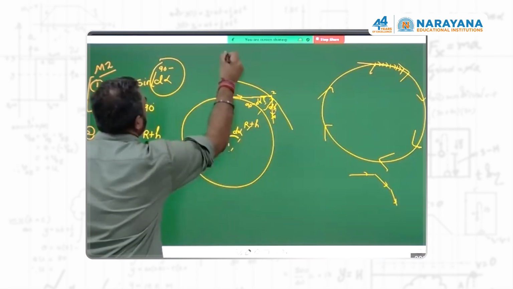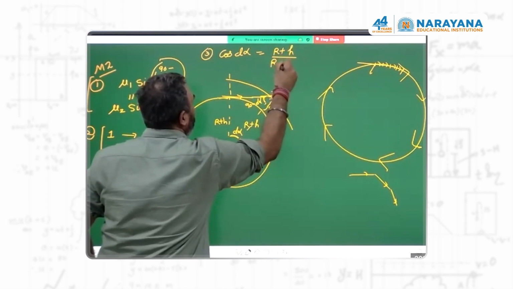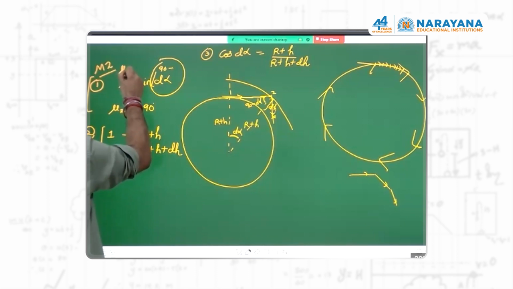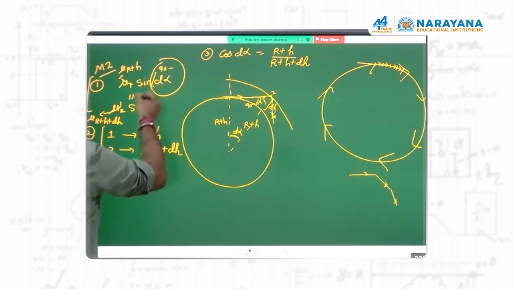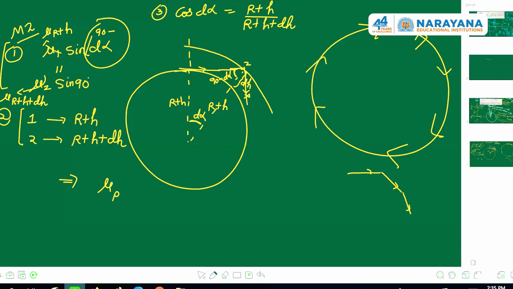And that cos d alpha, it is clear to you, is r plus h. So that third equation I'm writing as cos of d alpha, which is r plus h upon r plus h plus dh. And then this term becomes mu at r plus h, and the second one, mu2, is mu at r plus h plus dh. So from all these three equations, that has become sin 90 minus d alpha. We have taken cos d alpha directly. Those angles were different. So finally, what I am getting again is mu at r plus h into r plus h equals mu at r plus h plus dh multiplied by r plus h plus dh.